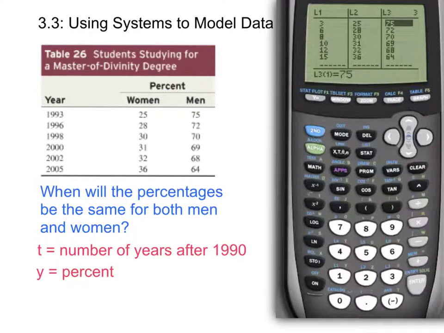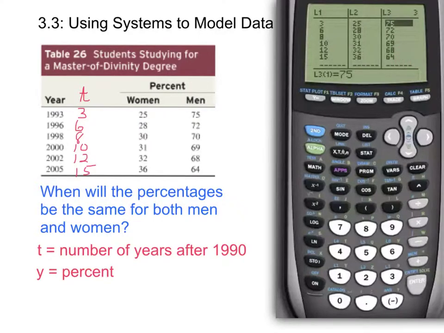Now, I'm going to let t represent the number of years after 1990. So in this table, for 1993, that would be t equal to 3, because that's 3 years after 1990. And then we'd have 6, 8, 10, 12, and 15. Notice that I've entered these numbers into the graphing calculator under L1, so these are the time values. The percent for women I've entered into L2, and the percent for men I've entered into L3.